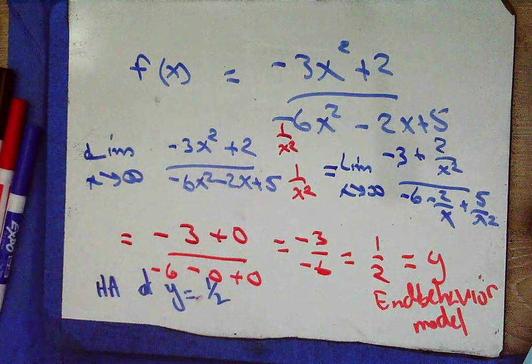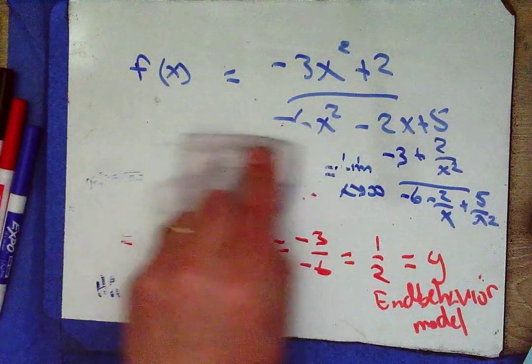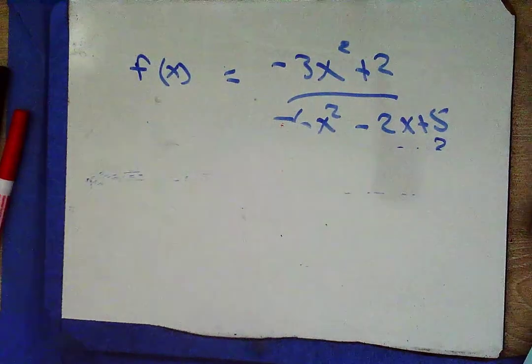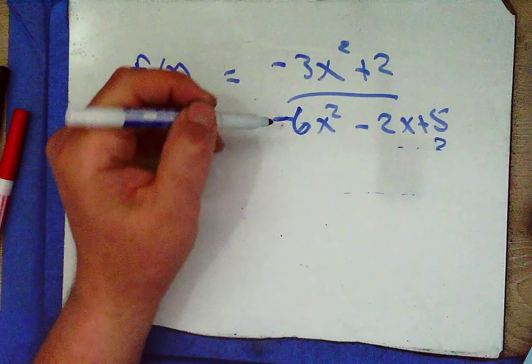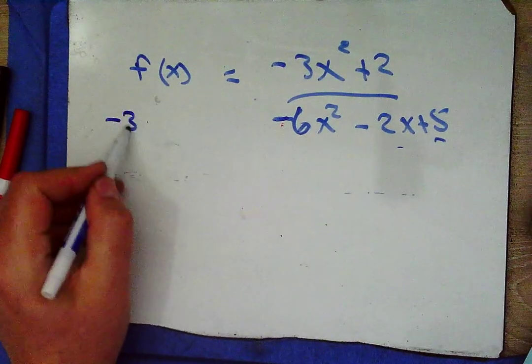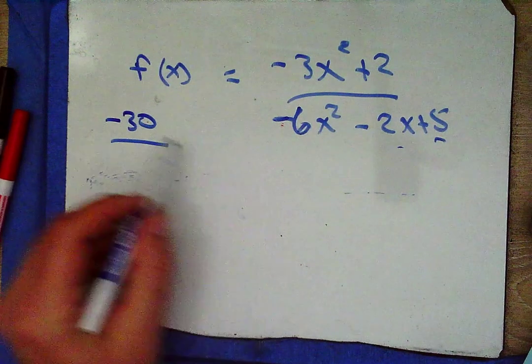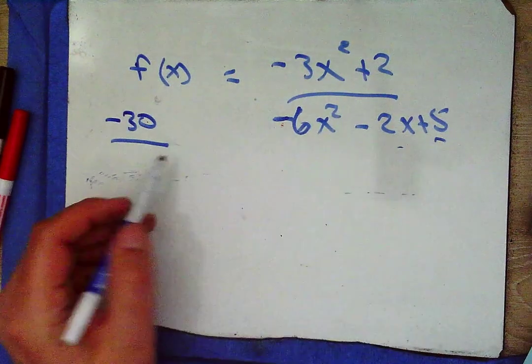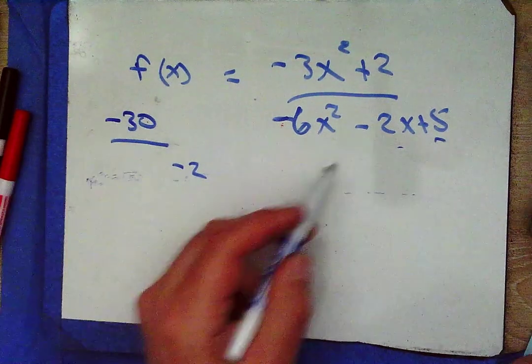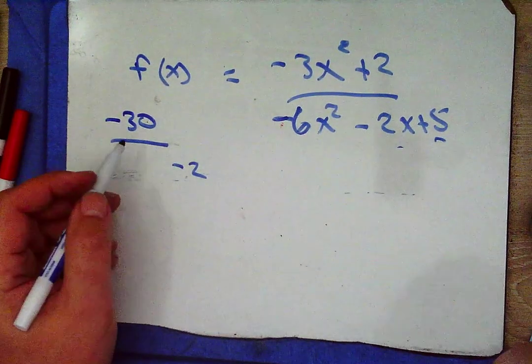Now, do I have any vertical asymptotes to think about here? Well, let's take a look at this denominator. Do we have any place where this denominator is undefined? I'm not actually sure that I can find the factors of negative 30 that add up to negative 2. So I'm not sure that this is going to be factorable.